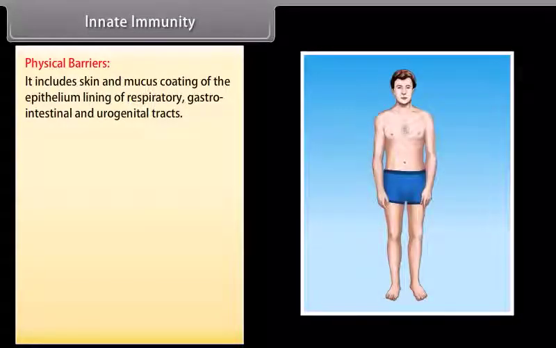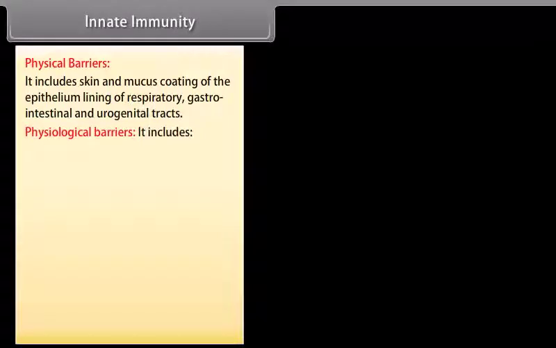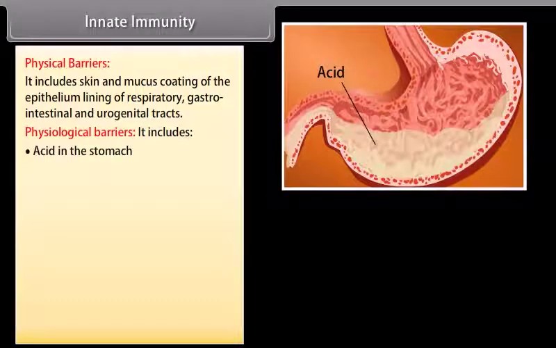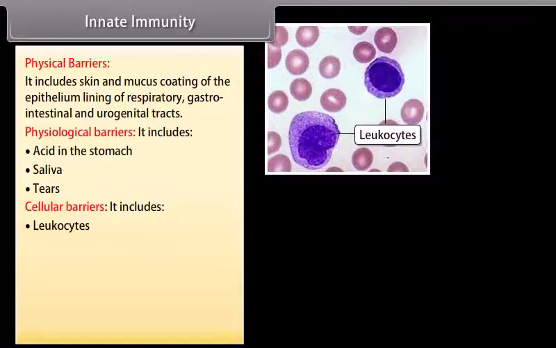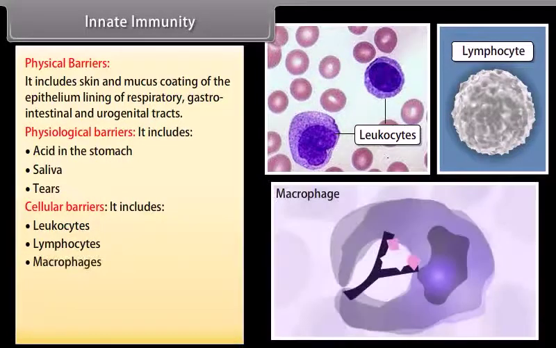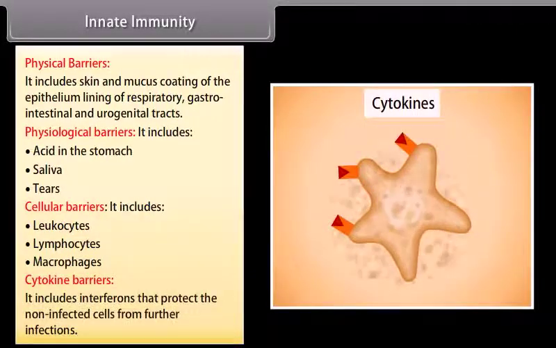Physical barriers. It includes skin and mucous coating of the epithelium lining of respiratory, gastrointestinal, and urogenital tracts. Physiological barriers. It includes acid in the stomach, saliva, tears. Cellular barriers. It includes leukocytes, lymphocytes, macrophages. Cytokine barriers. It includes interferons that protect the non-infected cell from further infections.